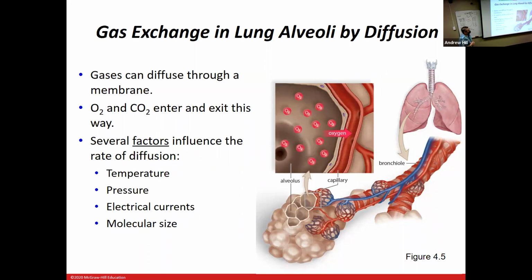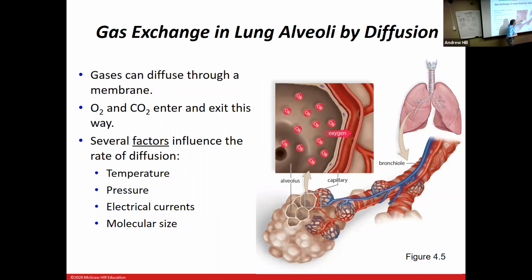Oxygen and CO2 enter and exit this way. So what happens is this: inside your lungs, you have these little teeny sacs called an alveolus, plural alveoli. They have a very thin layer of water. The oxygen dissolves into that water, and then from there it can go through the plasma membrane of the epithelial cells that line the alveolus.